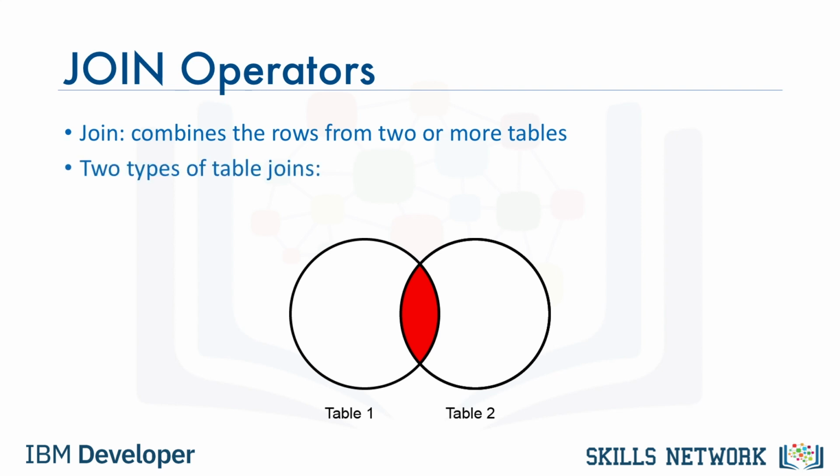There are two types of table joins, inner join and outer join. The most common type of join is the inner join. An inner join matches the results from two tables and displays only the result set that matches the criteria specified in the query. An inner join returns only the rows that match.